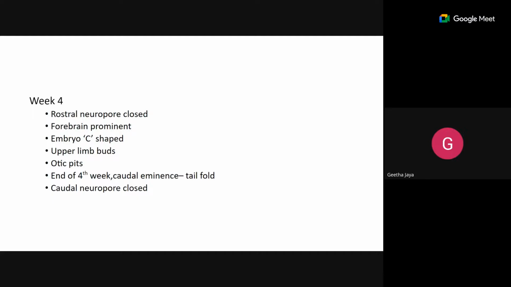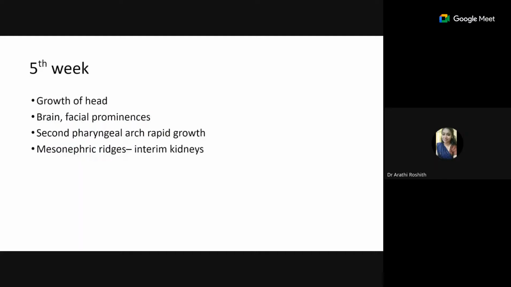Then we have in the 4th week development. This is the first, the rostral one closes, later the caudal.